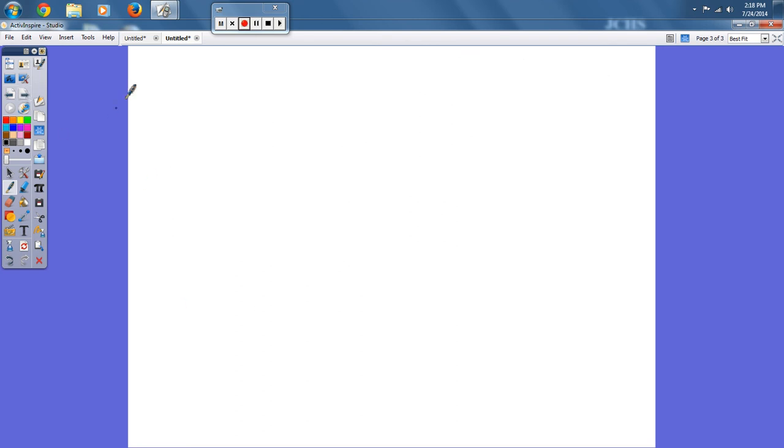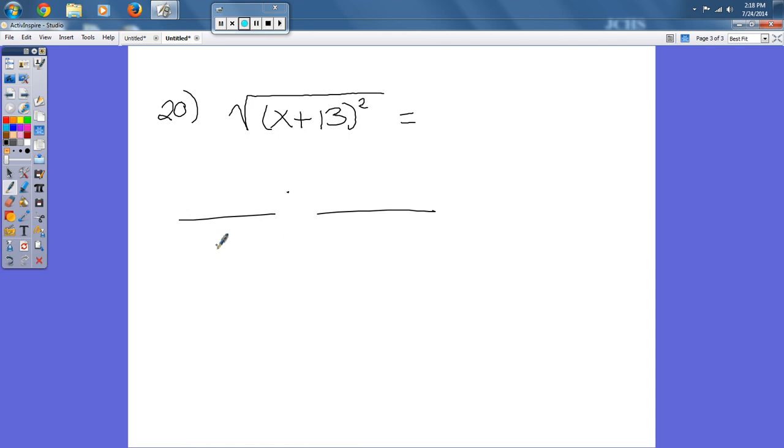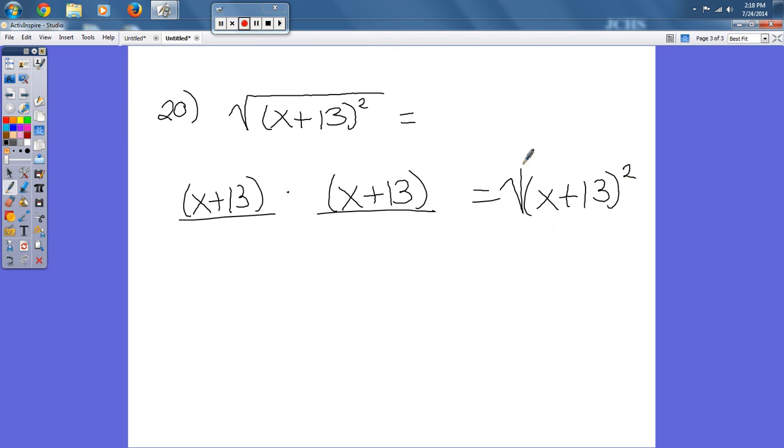Okay, we're going to look at number 20, which is a little bit different. The square root of x plus 13 quantity squared. So what times itself will give me x plus 13 quantity squared? Well, that's just x plus 13. x plus 13 times x plus 13 gives me x plus 13 quantity squared. So if I want to take the square root of that, that works it backwards, and I just get x plus 13.